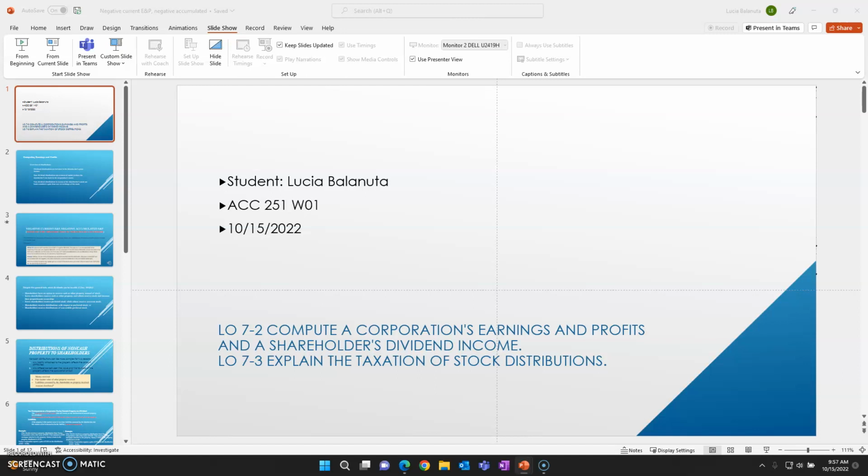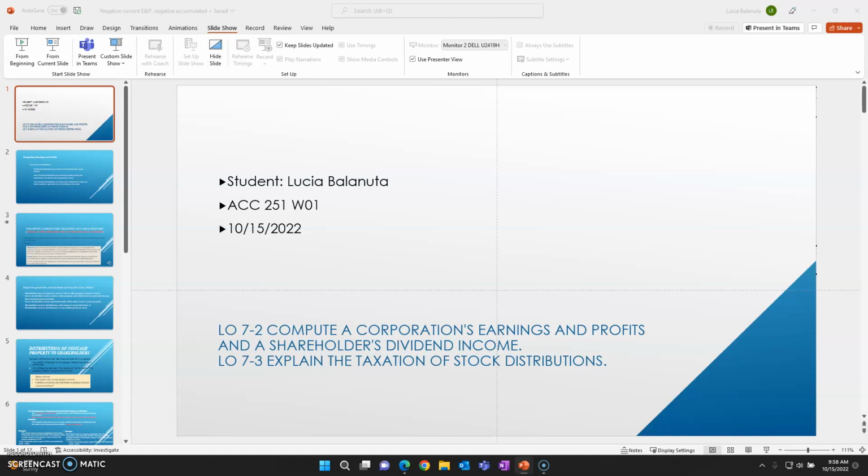Property dividend effects. Effects on shareholder: reduce amount distributed by liability assumed by shareholder. Basis of distributed property equals fair market value. Effect on corporation: the corporation is treated as if it sold the property for fair market value. The corporation recognizes gain but not losses. If distributed property is subject to a liability in excess of basis, fair market value is treated as not being less than the amount of the liability.